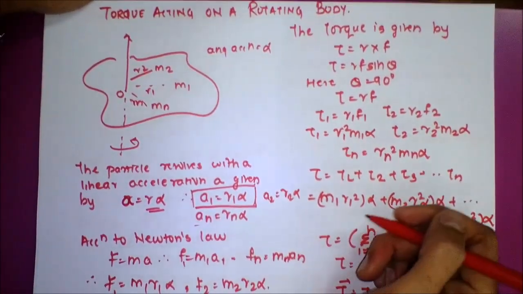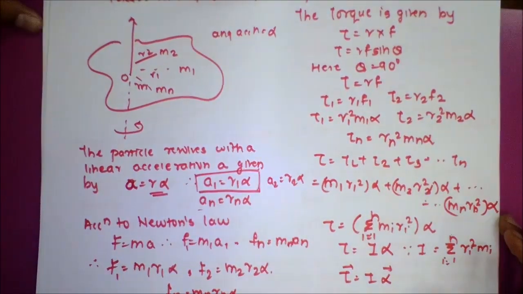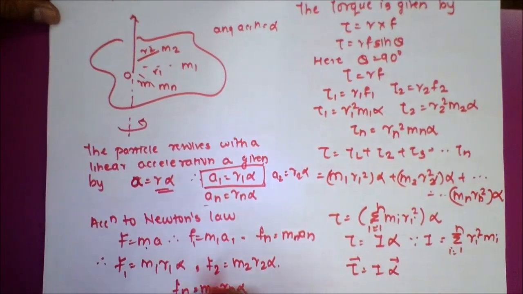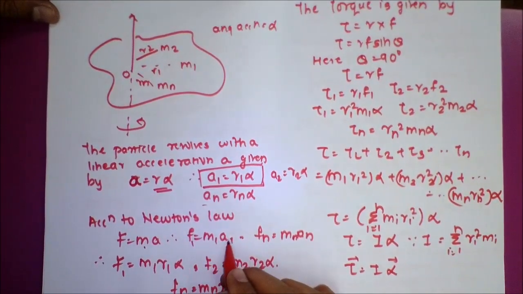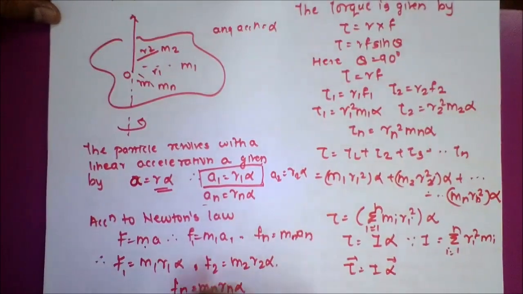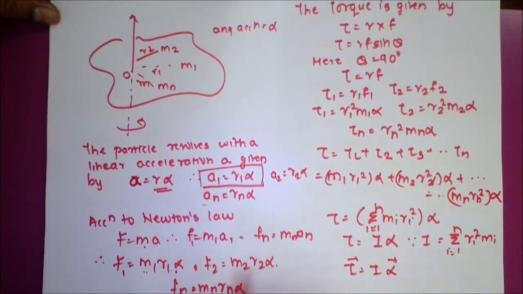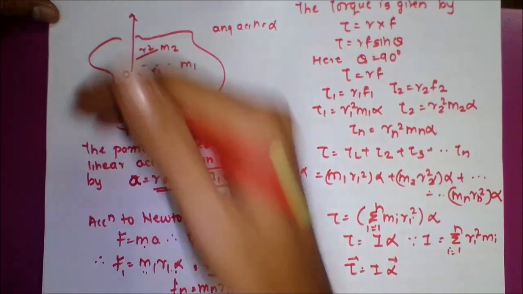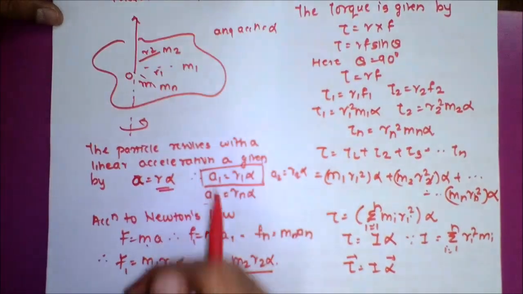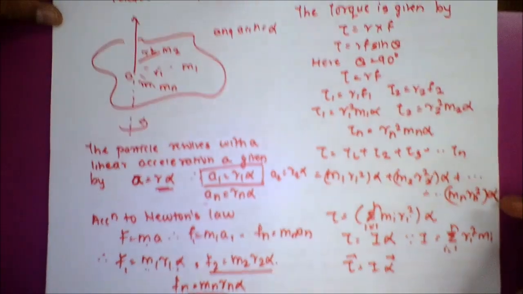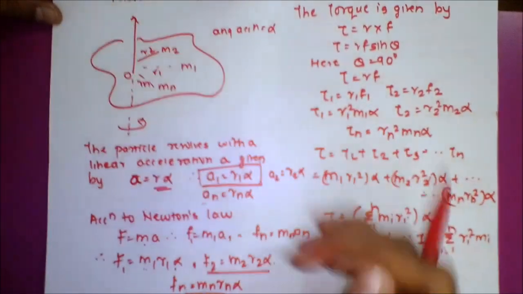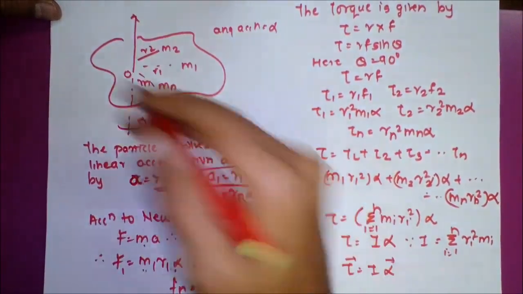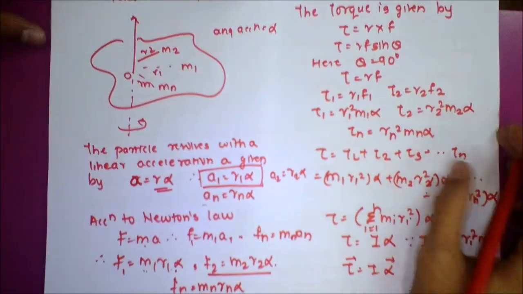According to Newton's law, the force acting on a particle is given by mass times acceleration. So F equals m a. For the first particle, the force will be m1 a1. Substituting a1, we get m1 r1 alpha. Similarly for F2, up to Fn, we have calculated the force acting on each of the particles in the entire system.